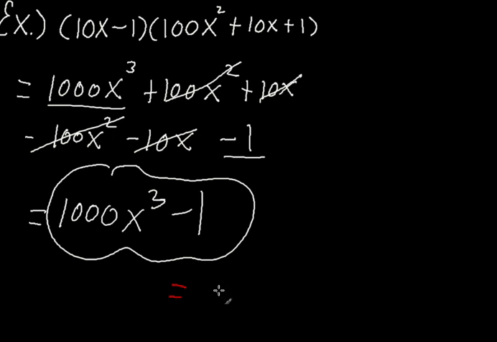Okay, this has the structure of 10x cubed minus 1 cubed. 1 times 1 times 1 is 1. So that does have that structure, okay? But right now we're just learning how to distribute.